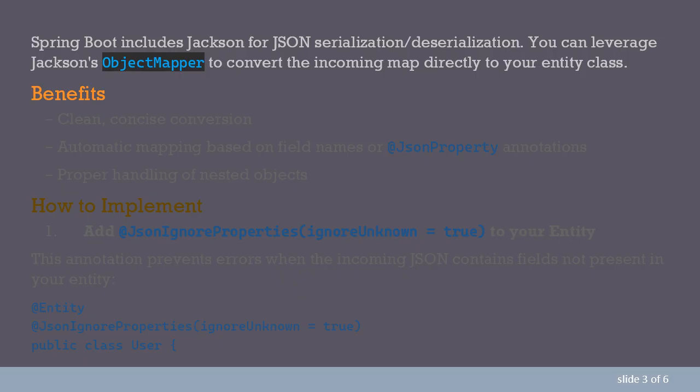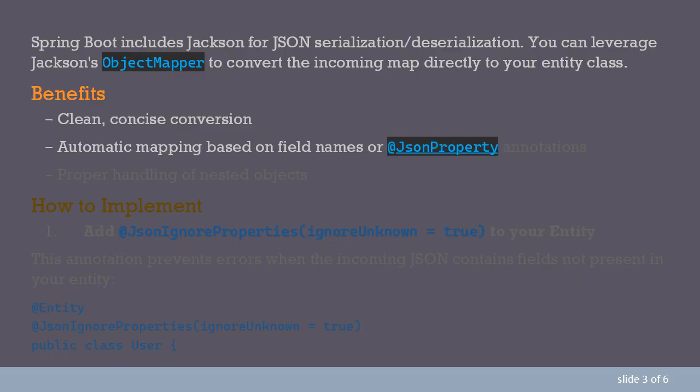Benefits: clean, concise conversion. Automatic mapping based on field names or @JsonProperty annotations. Proper handling of nested objects.